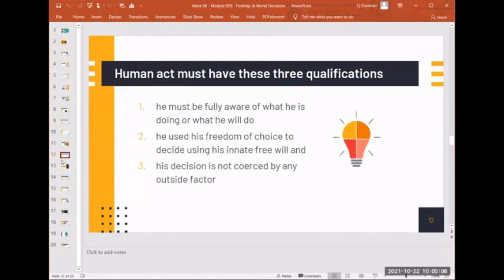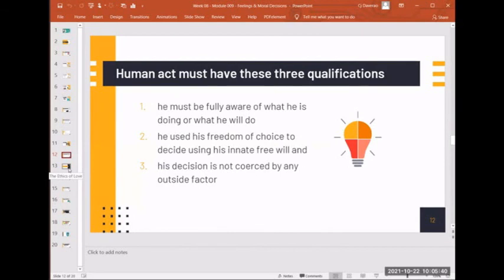What do you mean by this? You should be acting only by your own free will, not coerced or influenced by an outside factor. You are not being ordered, or not under the influence of liquor. Right? You are not forced. That is a human act. But if you are forced, that would no longer be a human act. Do you understand that?